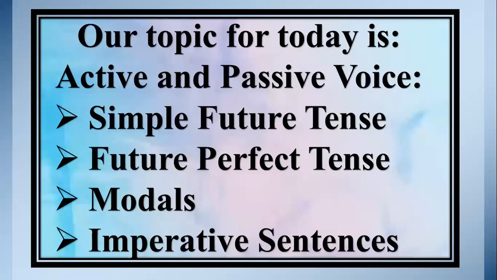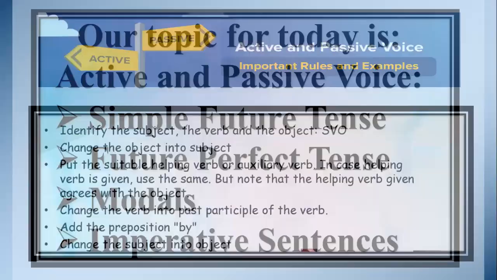Our topic for today is active and passive voice for the simple future tense, future perfect tense, the modals, and the imperative sentences. Now, for the future continuous tense and the future perfect continuous tense, we don't have a change in the voice. If those two tenses are given in active, they remain in active. Whereas the rest of them, the simple future tense and the future perfect tense, they change. And then similarly for the modals and the imperative sentences.